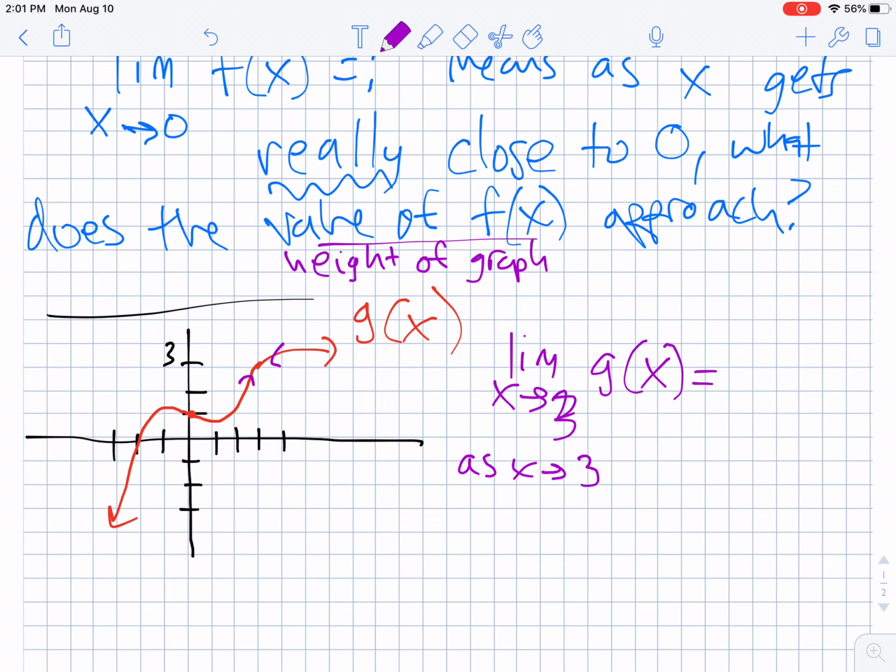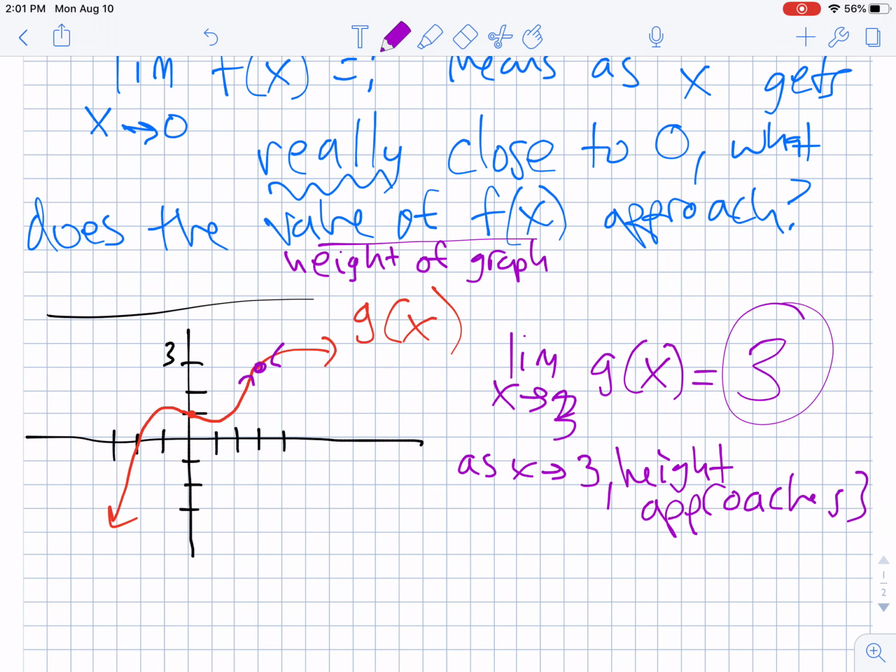As x goes to 3, what's happening on our graph? Well, we're going towards this point right here. So as x goes to 3, the height approaches 3. It gets infinitely close to 3 as we get closer and closer. So we write that our answer there is 3. Okay, and we'll do a couple more.